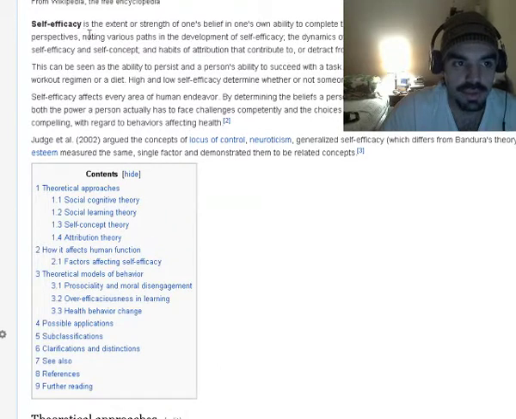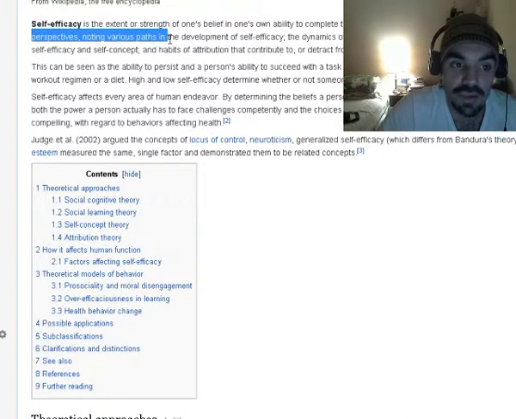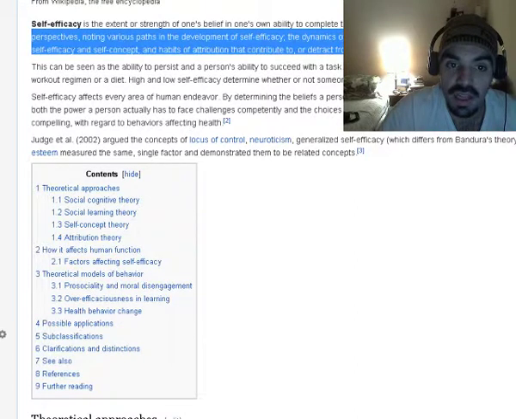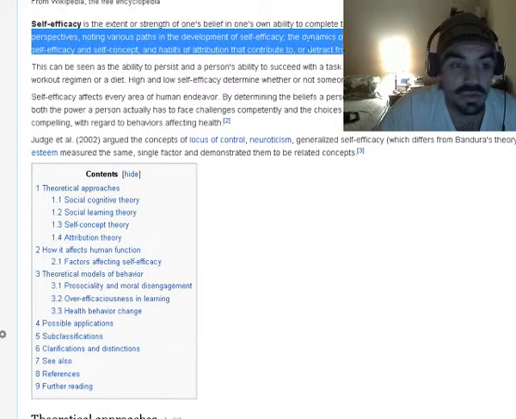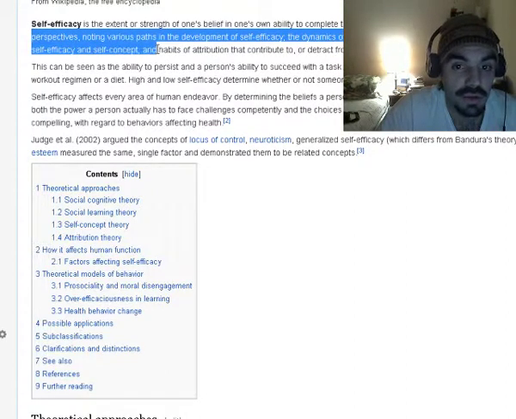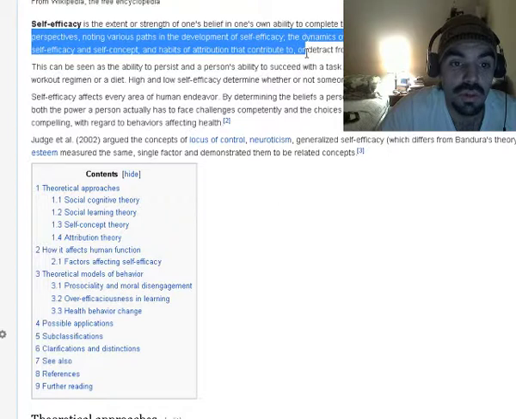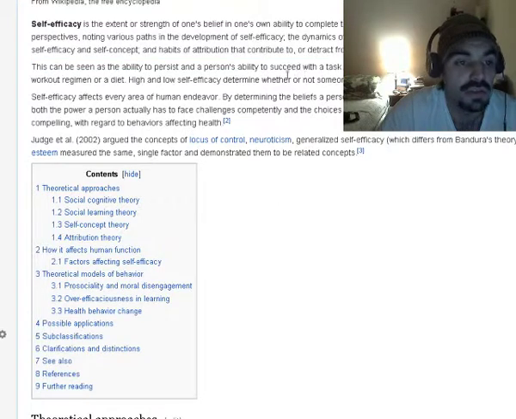And Wikipedia states it is the extent or strength of one's belief in one's own ability to complete tasks and reach goals. Psychologists have studied self-efficacy from several perspectives, noting various paths in the development of self-efficacy, the dynamics of self-efficacy, and lack thereof, in many different settings, interactions between self-efficacy and self-concept, and habits of attribution that contribute to or detract from self-efficacy.